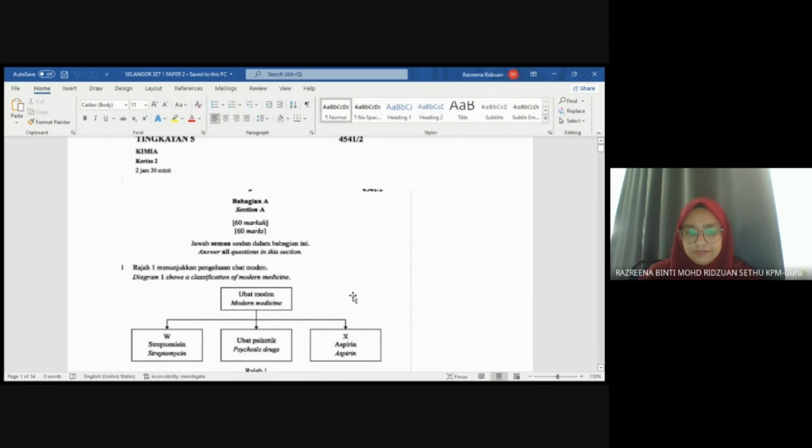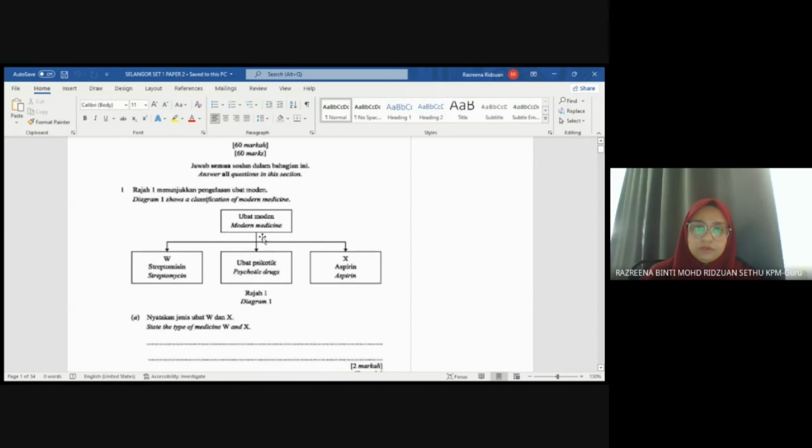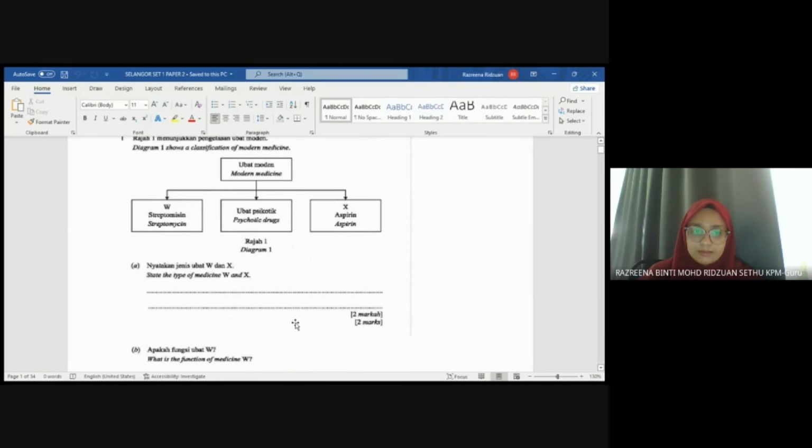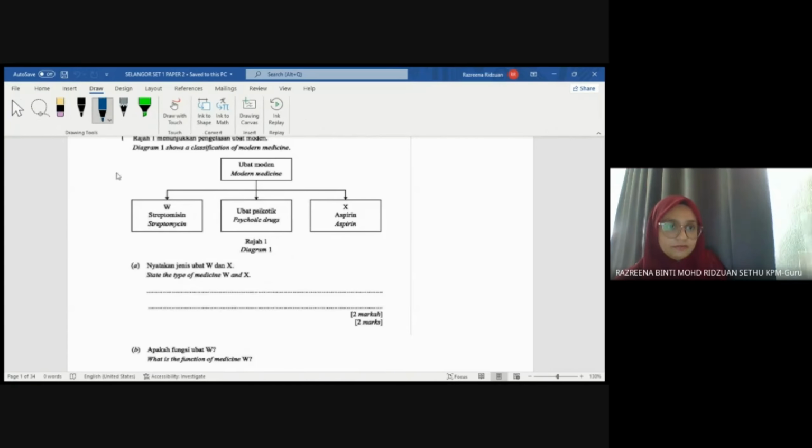Diagram 1 shows the classification of modern medicine. They give you modern medicine: streptomycin, which is W, psychotic drugs, X, aspirin. Question A, state the type of medicine W and X. Since W is streptomycin, W is antimicrobial. X is aspirin, another example is paracetamol. So these are analgesic medicine. That's 2 marks you have to write down.